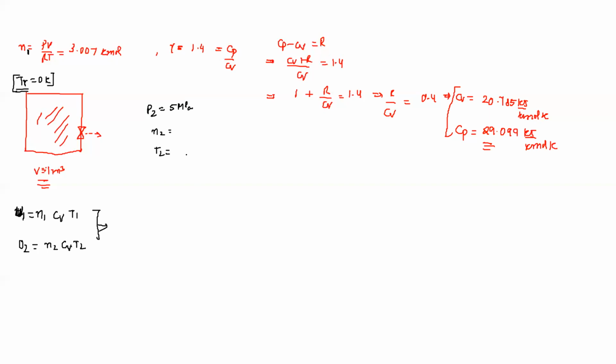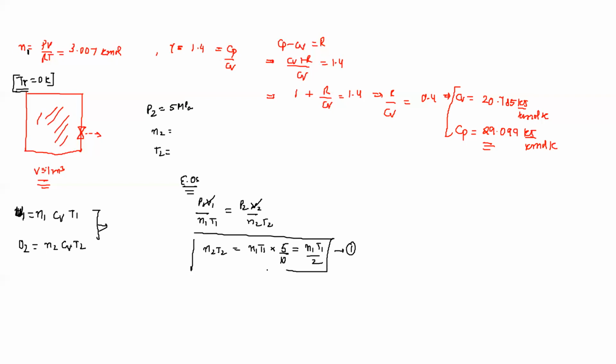All right, then the first equation that you are going to form is the equation of state. You are going to use the equation of state, that is P1 V1 by N1 T1 is equal to P2 V2 by N2 T2. Now, since volume is constant, it is going to be the same. Hence, you'll get N2 T2 is equal to N1 T1 into P2 by P1. P2 is 5, P1 is 10 megapascals, so it is going to be N1 T1 by 2. Keep this as equation number 1. So N2 T2 is equal to N1 T1 by 2.